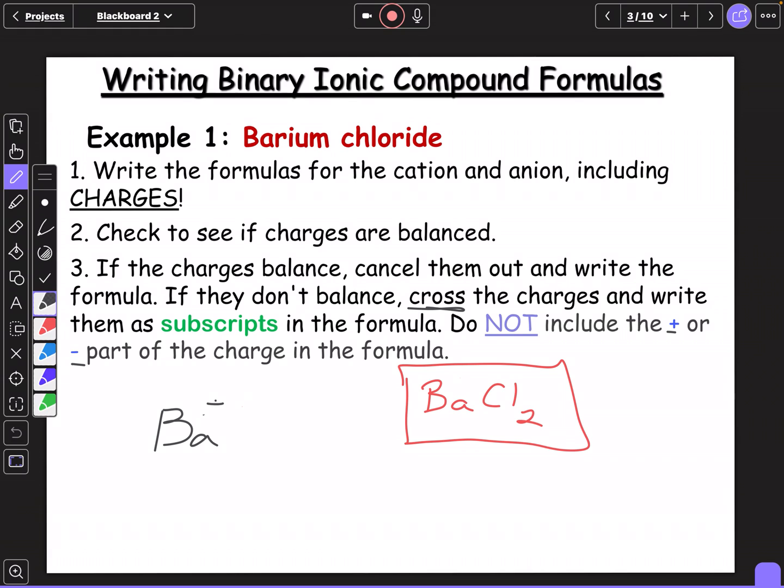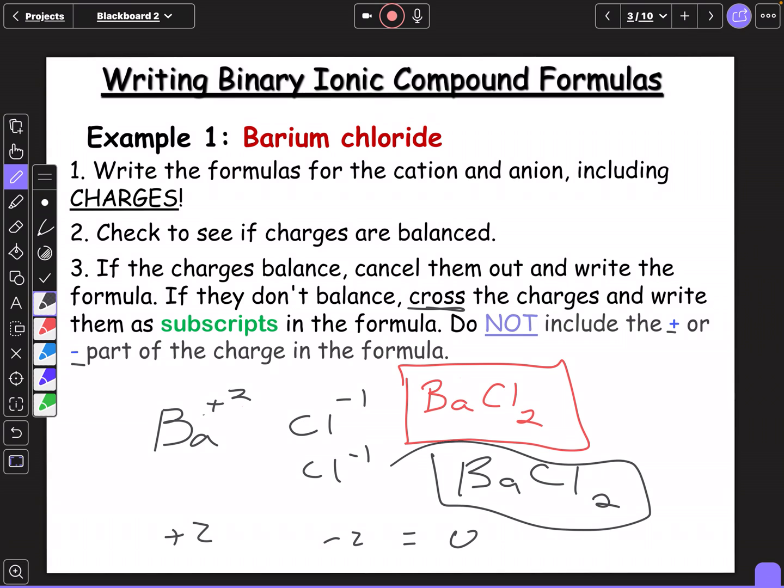If I know I have barium, and it's a +2, and chlorine's a -1, another way I could do this is: I have a total +2 charge here, so I need a -2 to balance it out to make it equal 0. So I would need another chlorine ion. Then to write the formula, it would be BaCl2. That's just another way of doing it if you'd like to work them that way.